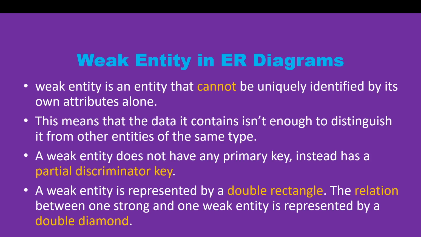This line is important; it is coming in the exam. A weak entity doesn't have a primary key, only a partial key. We'll discuss the meaning of the partial key and how it is differentiated from the primary key. A weak entity is represented in the entity relationship diagram by a double rectangle, and the relation between a strong and a weak entity is represented by a double diamond. We'll cover that in the next video.